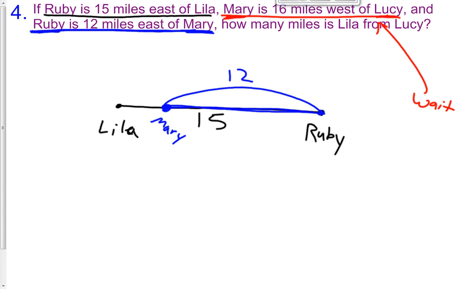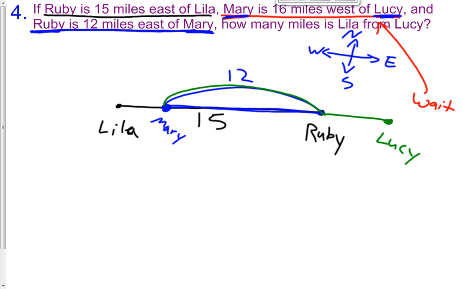Now that you know where Mary is, you can put Lucy on there. Because Mary is 16 miles west of Lucy. So Mary is left of Lucy. If we think about our compass rose again. North, south, east, west. Mary is 16 miles west of Lucy. So that means Lucy must be over here. Because from here to here is 12 miles, and Mary is 16 miles west, so Lucy is another 4 miles this way.